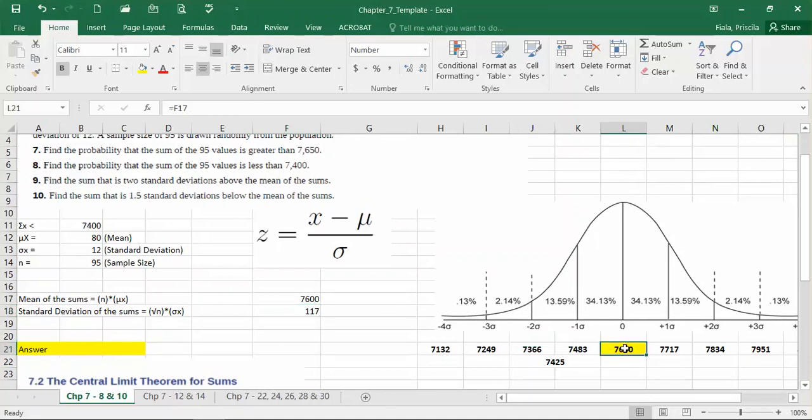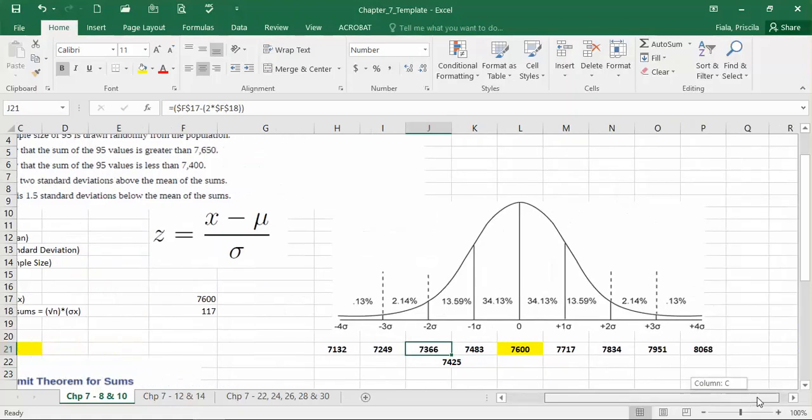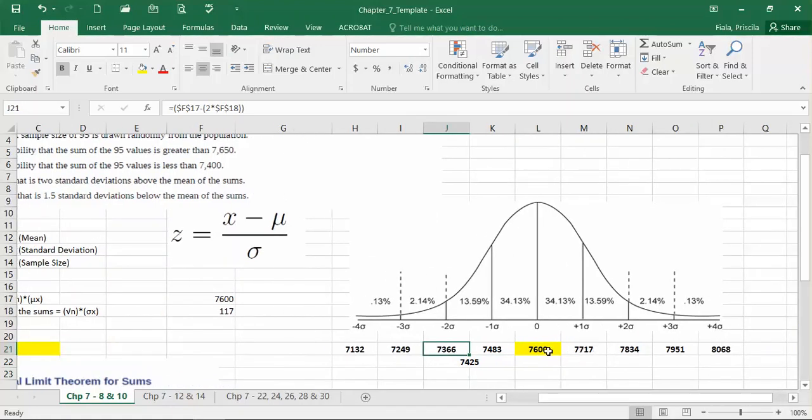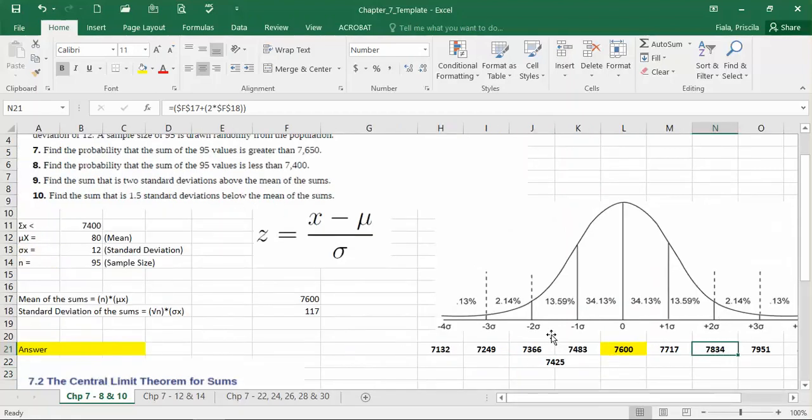If you remember, the mean goes in the middle, and then you do one standard deviation below the mean. So 7,600 minus 117, because it's 1 times 117, and then minus 2 times 117, and so on. And then for above, or positive, you're going to do 7,600 plus 1 times 117, plus 2 times 117, and so on. And that's how I got these values right here.